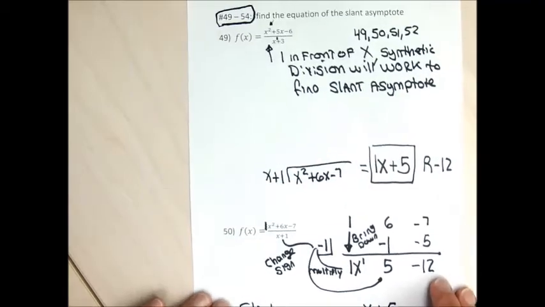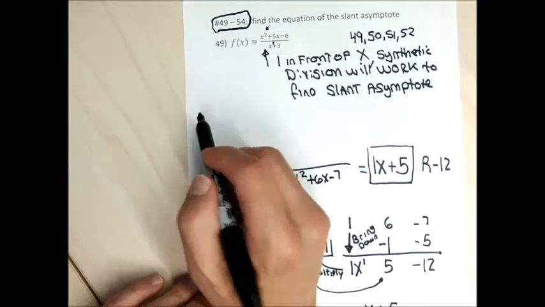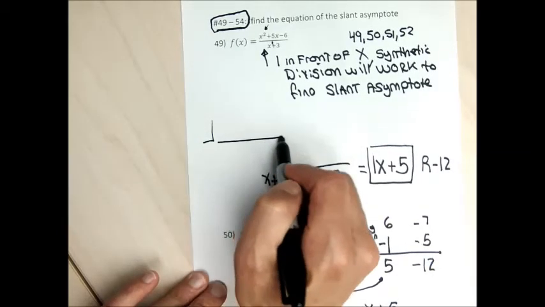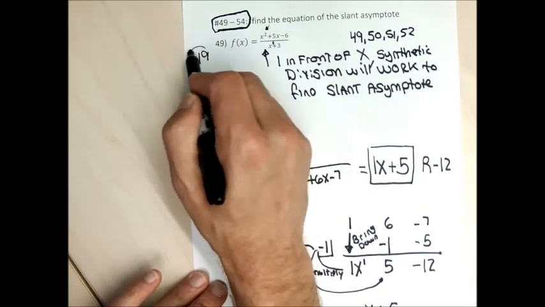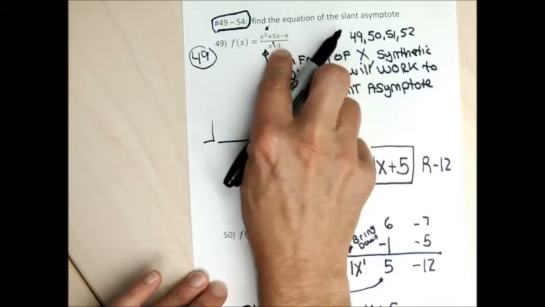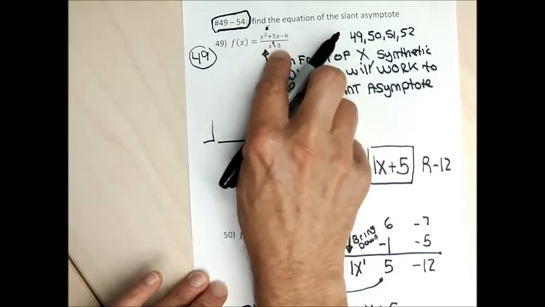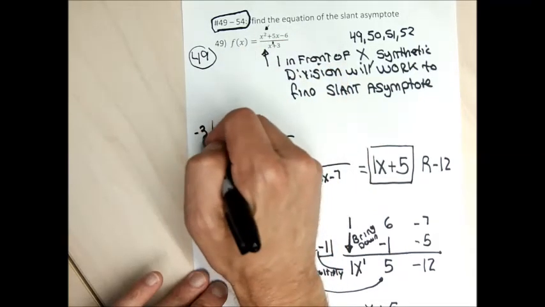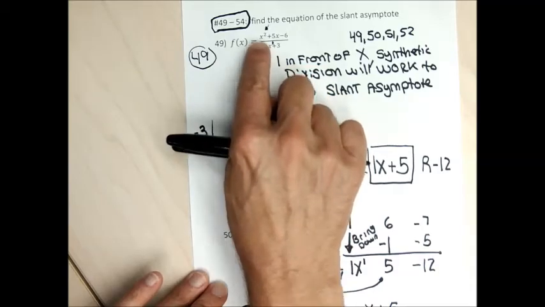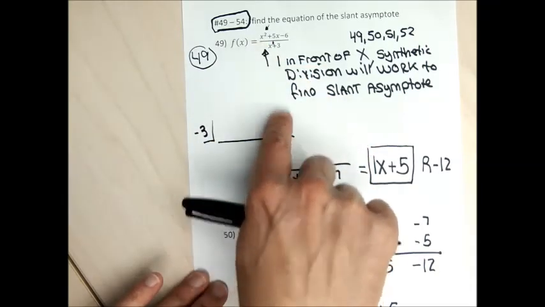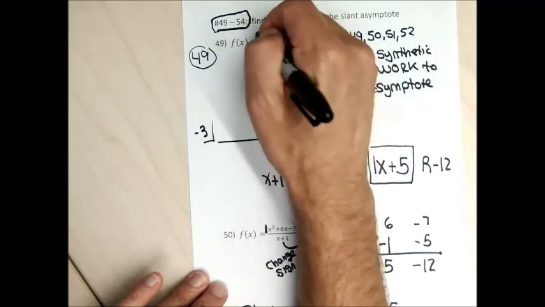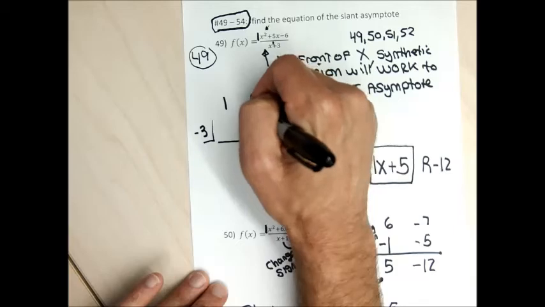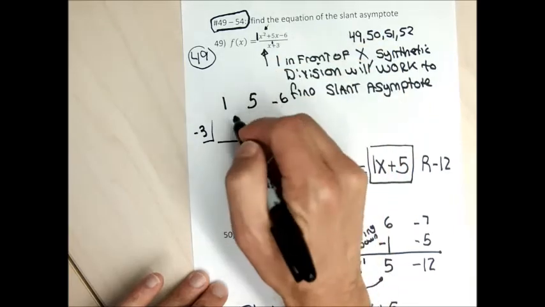Let me help you through problem 49 so you can get one done for free. If I was doing problem 49 and I wanted to find the equation of the slant asymptote, I take the denominator. Since it just has an x plus a number, I can do synthetic division instead of long division. Change the sign of the 3 to negative 3, take the numerator and put it above the solid line that I drew. The numbers from the numerator that I need are the 1 that's implied in front of the x squared, the 5 in front of the x, and the negative 6.